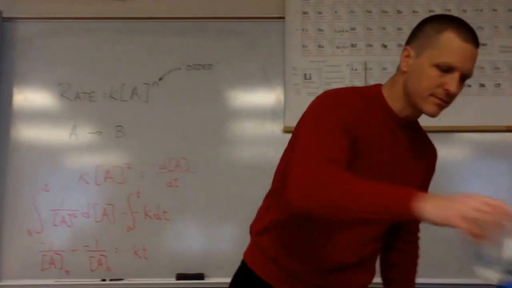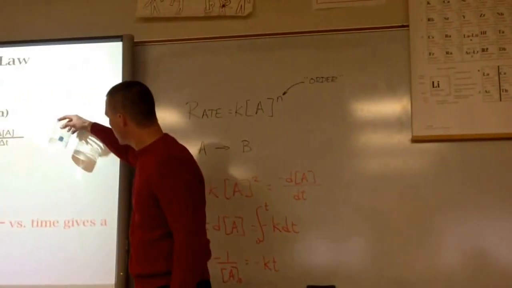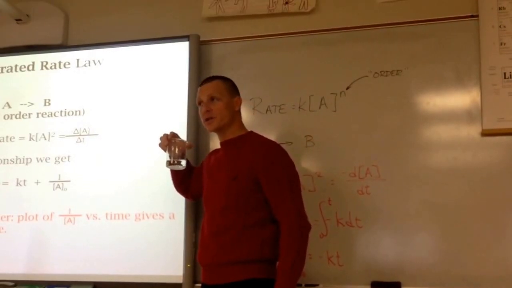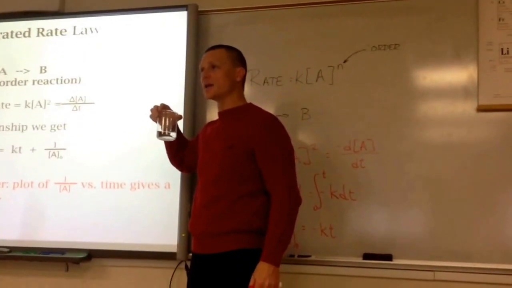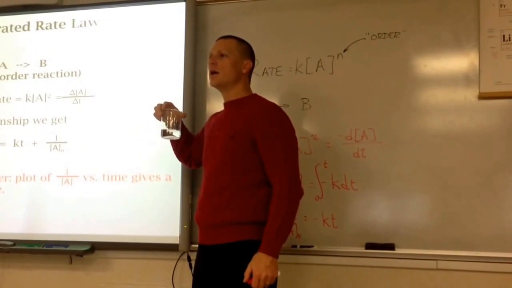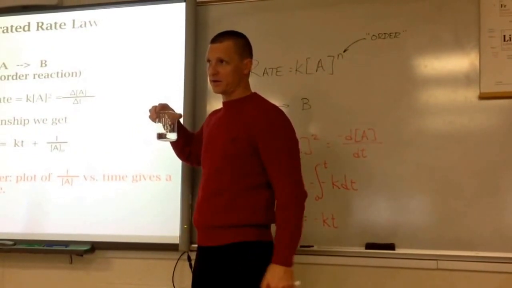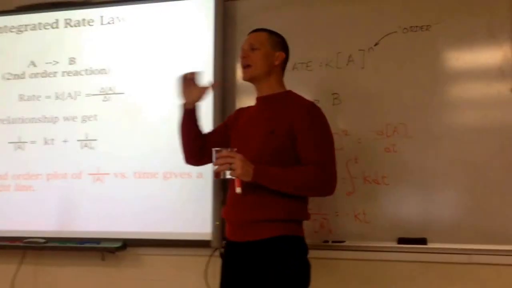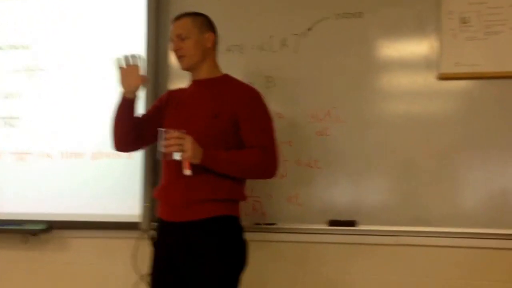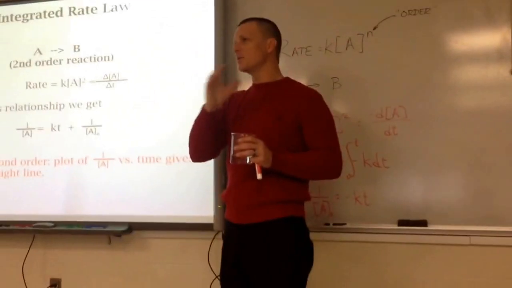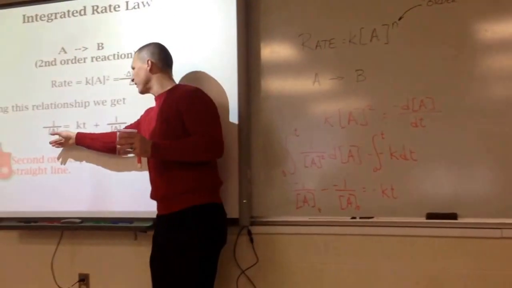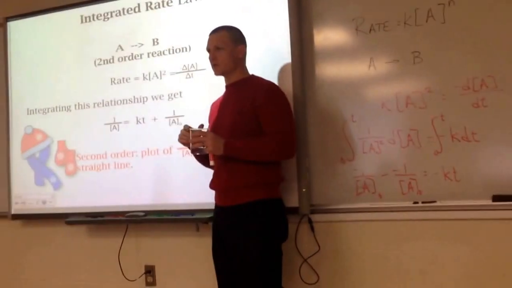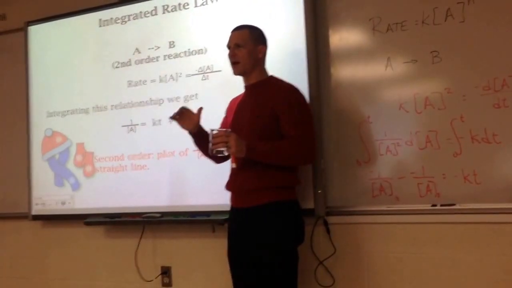Take a look at this. By looking at a graph, you would be able to tell whether something is first order or second order. Only one will be a straight line. If it's a first order relationship, then the natural log of the concentration of the reactants versus time is going to be a straight line. The inverse of the concentration versus time will not be a straight line. It'll be a curved line. So only one of those will give you a straight line, and that tells you what order it is.